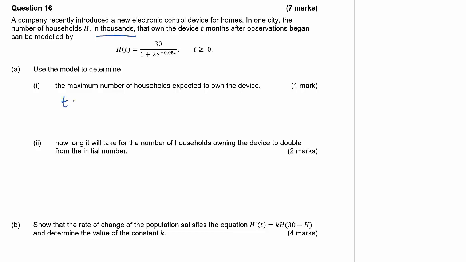So that's when T tends to infinity. So H would then be equal to 30, because this bit here will go to 0 and you've just got 30 over 1. And don't forget that's in thousands. So 30,000 households. There's only one mark there, so if you just put 30, you're going to lose that mark.